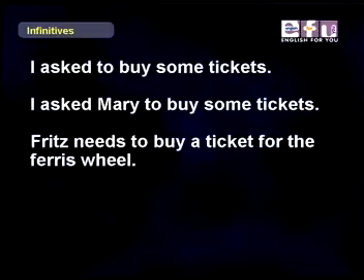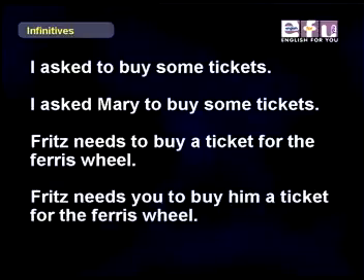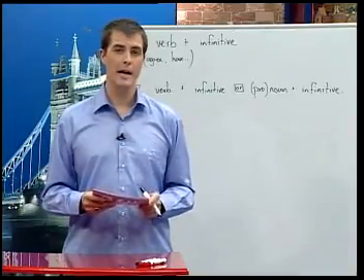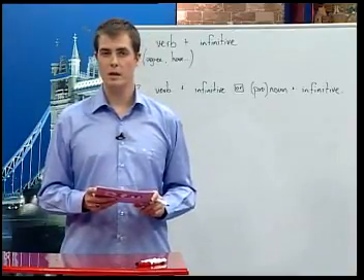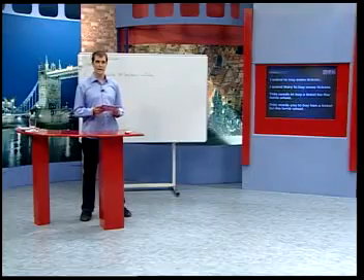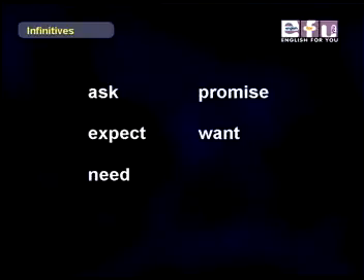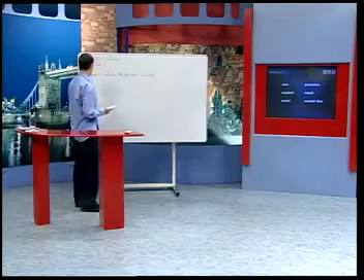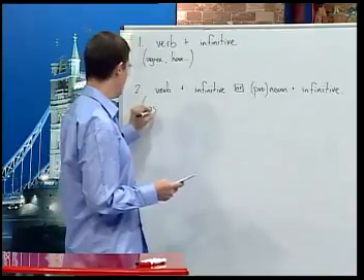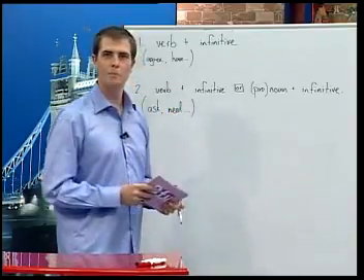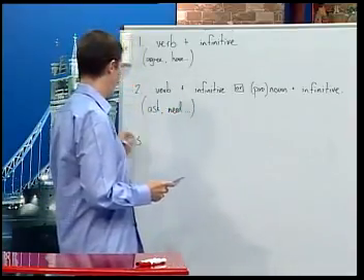Fritz needs to buy a ticket for the Ferris wheel. Fritz needs you to buy him a ticket for the Ferris wheel. So in these sentences, a pronoun or a noun may or may not be used. Some examples of these verbs are ask, promise, expect, want, need, or would like. So let's have a look at some of these verbs: ask, for example, need, and many others as well.